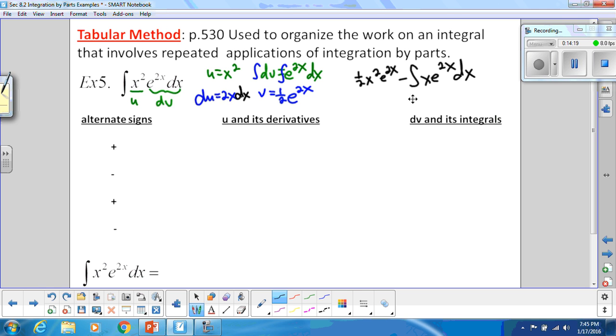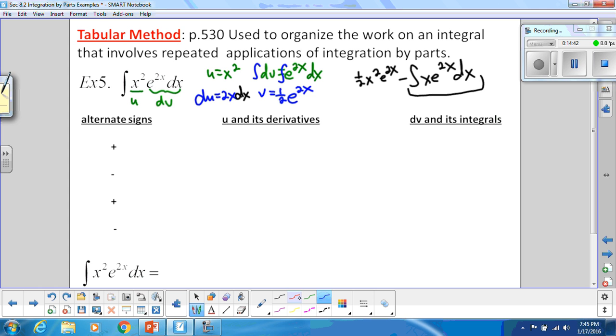Okay, so here's the problem. I have to do integration by parts again there. So you're welcome to continue this on your paper if you'd like. There's nothing wrong with that. But let me show you how you can do this same problem using the tabular method. So notice in our first column, we just alternate signs. Always start with positive. Positive, negative, positive, negative.